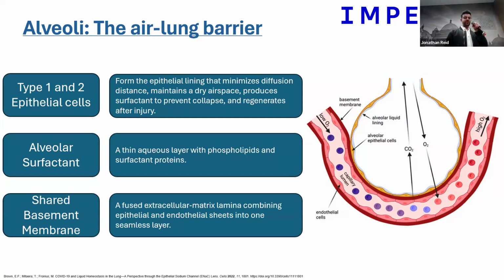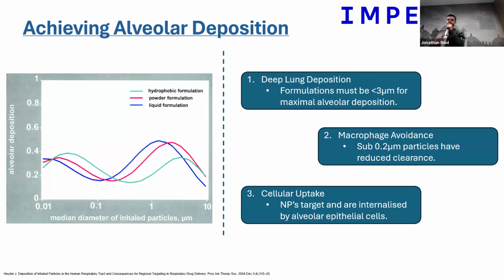What makes the alveoli special is the shared basement membrane with the capillary bed, essentially. There's a very thin diffusion distance between the alveolar sac and the blood vessels, which means that gas exchange can happen very rapidly and efficiently. So how do we achieve deep alveolar deposition?